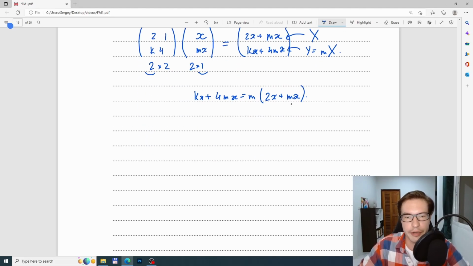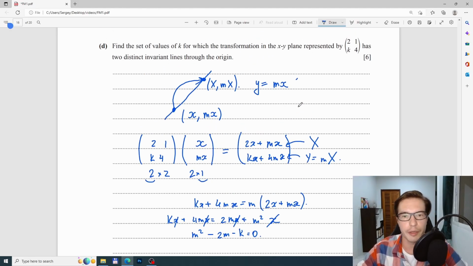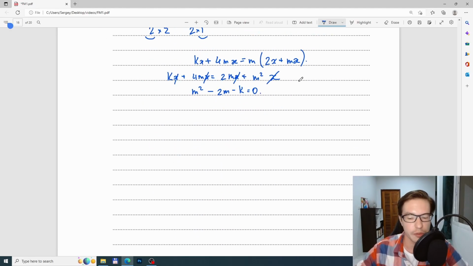Okay, now let's expand the brackets and see what happens. We get kx plus 4mx equals 2mx plus m squared x. Now we can divide both sides by x, and we get a quadratic equation in m: m squared minus 2m minus k equals 0. Now remember, we're actually looking for m, so this quadratic equation must have two solutions for m.